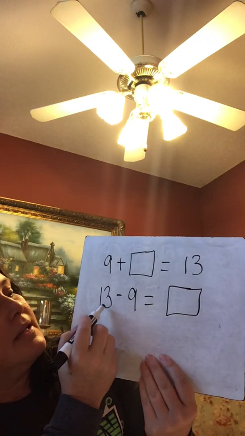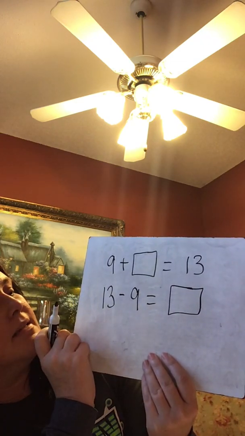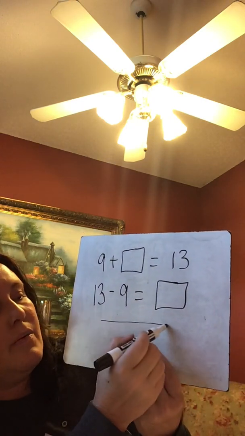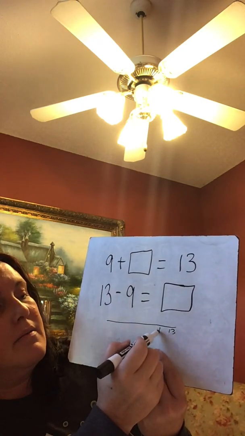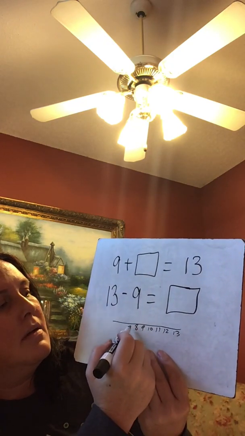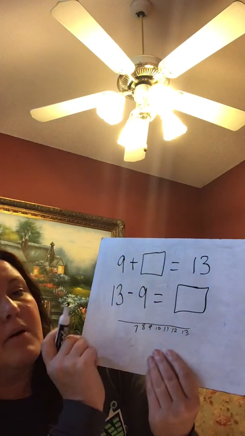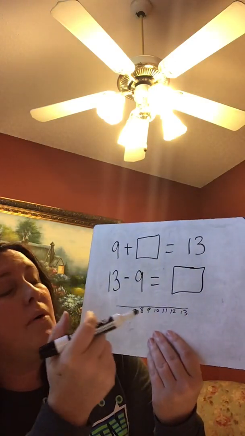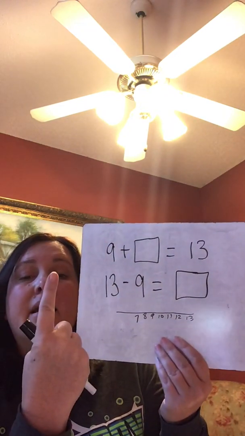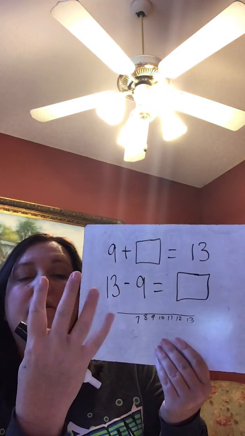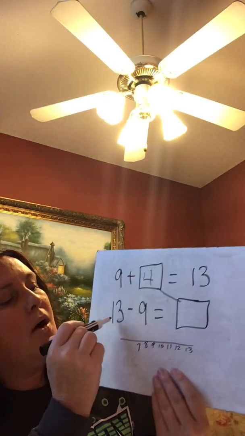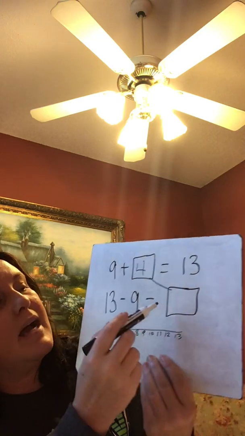Now, we can look at this and go, oh, well, there's a math sentence, okay? 13 minus 9. If we had a number line, we could hop from 13 and we could hop back 9, okay? Or we could count forward, counting on from 9. 9, 10, 11, 12, 13. I need 4 more to get to 13. And 13 minus 9 is 4.